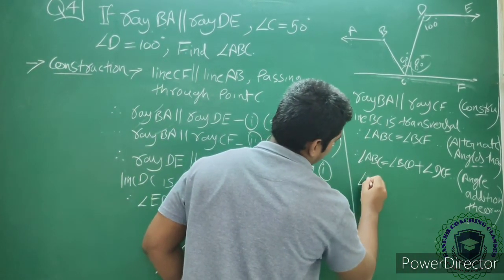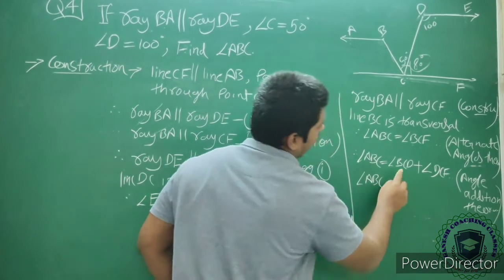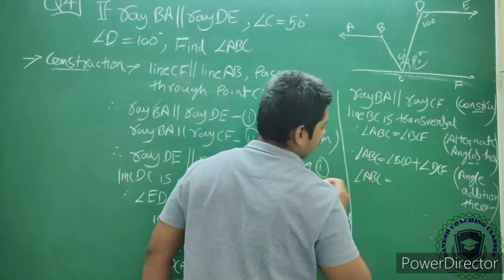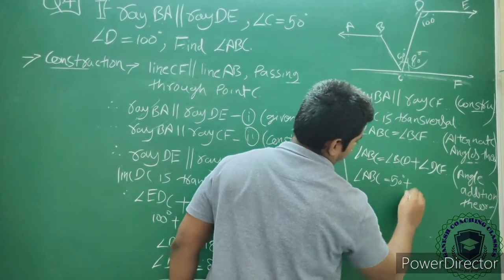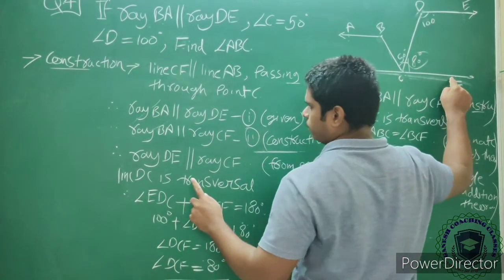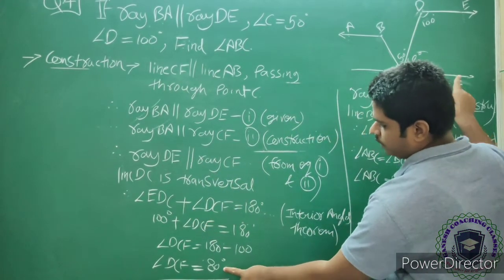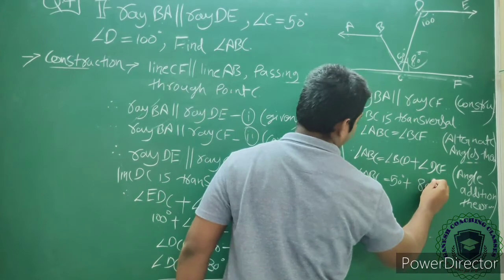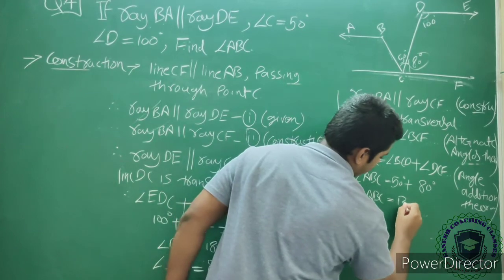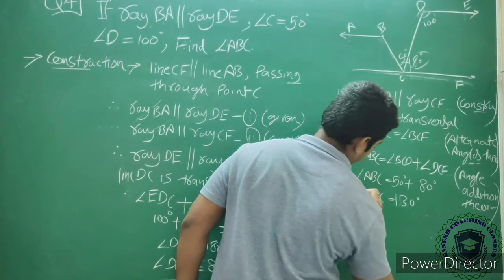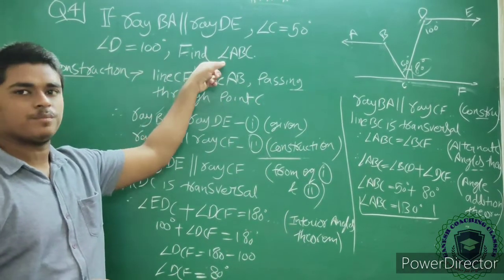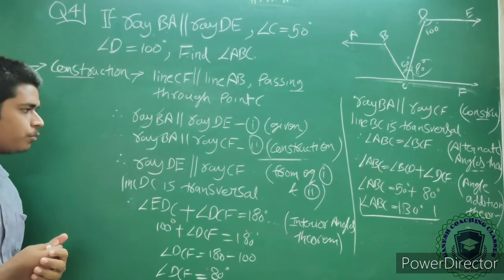So now angle ABC is equal to the value of BCD, which is 50 degrees, plus the value of DCF, which we found here to be 80 degrees. So 50 plus 80 is 130 degrees. So here we found the value of ABC, which we were asked to find in the question. So by this method we have to solve.